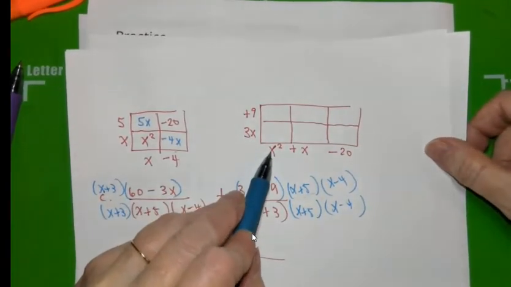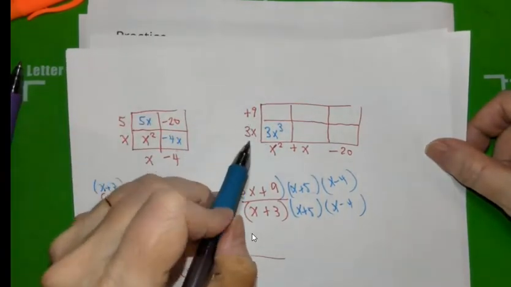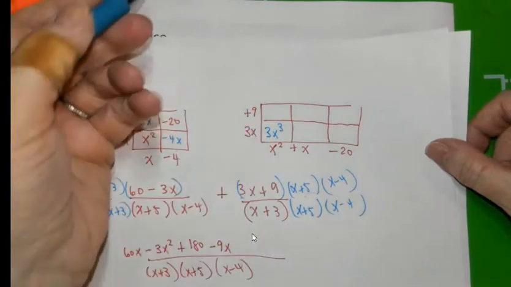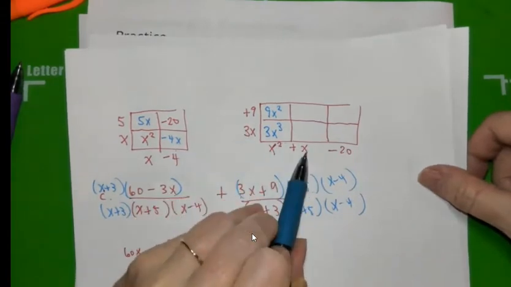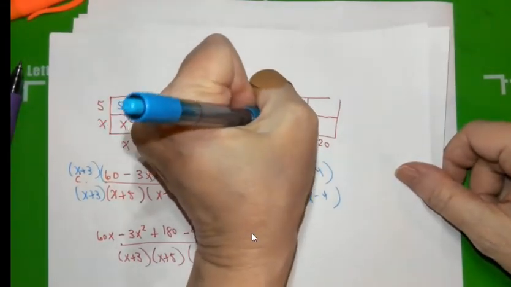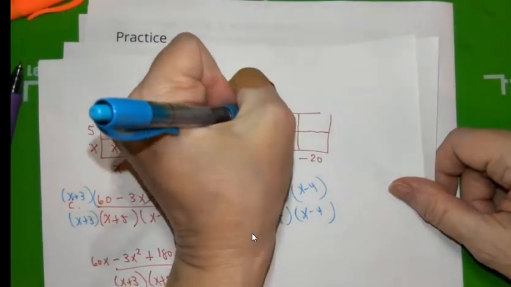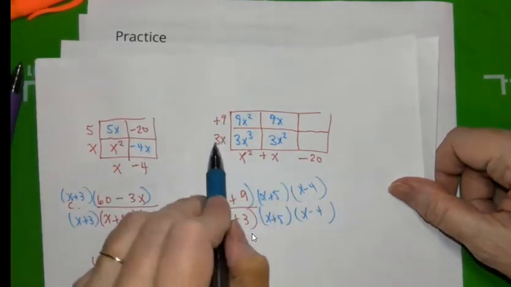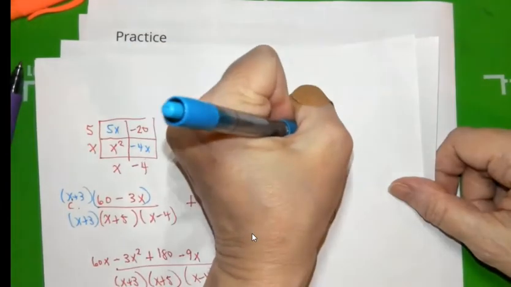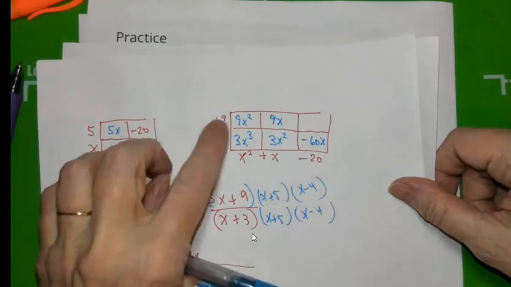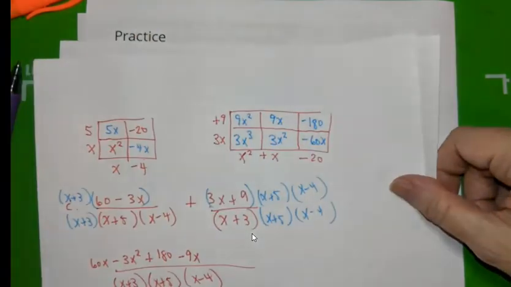So 3x times x squared is 3x to the third. 9 times x squared is 9x squared. 3x times x is 3x squared. 9 times x is 9x. That's the top row. 3x times negative 20 is negative 60x. And 9 times negative 20 is negative, what? 180? Hope I did that right.